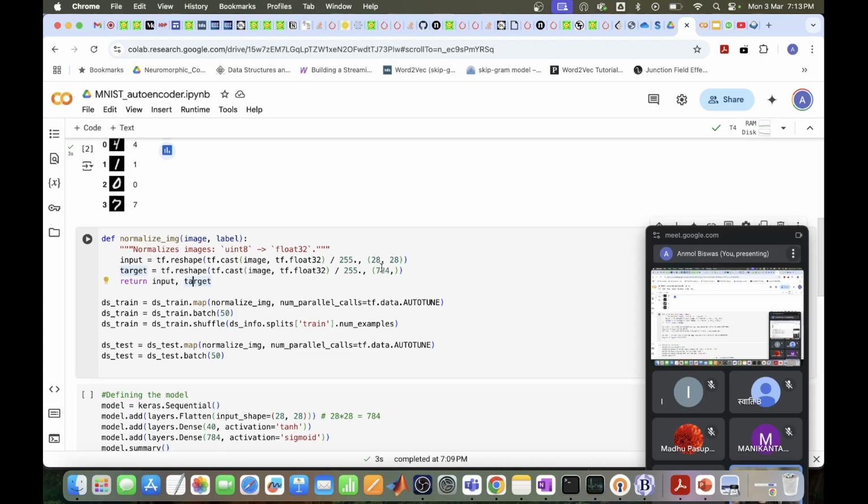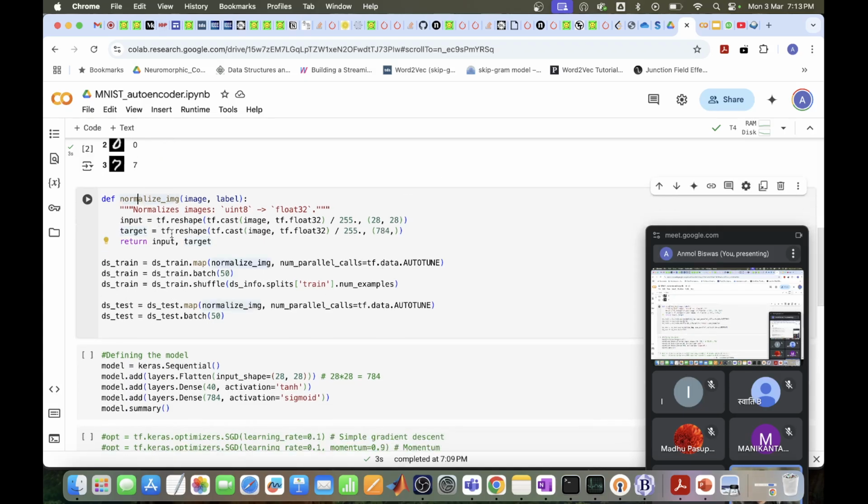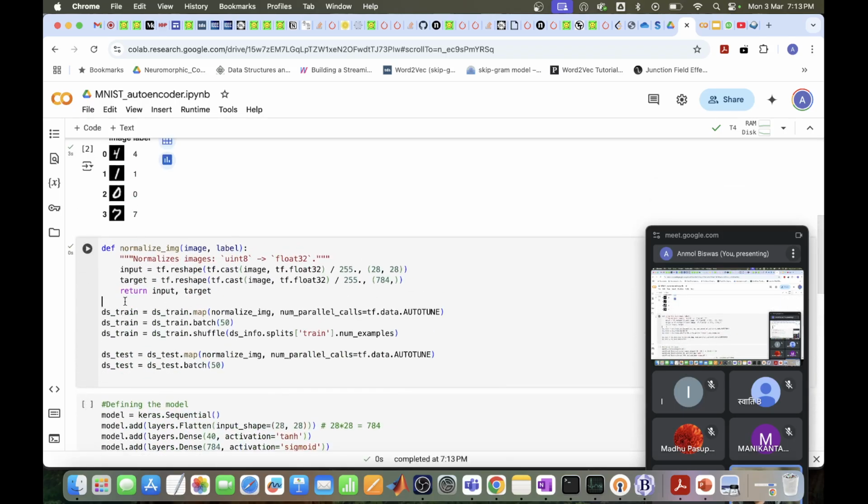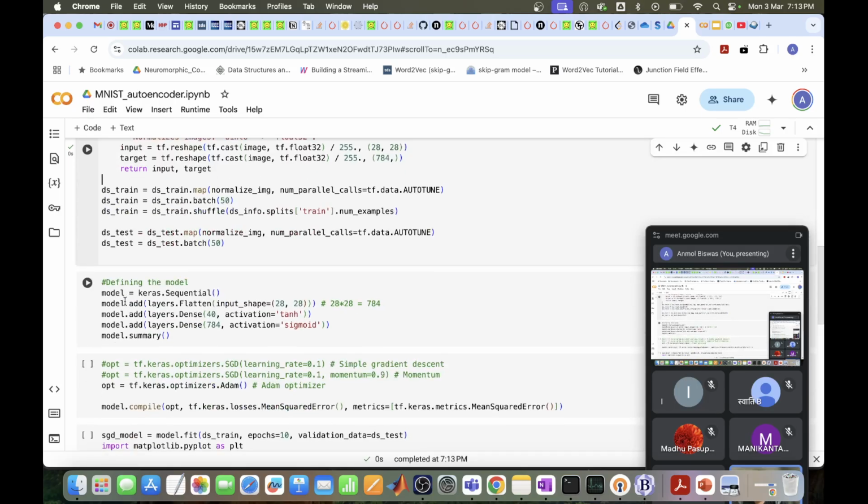That is also fine. So we then map the normalize image function on top of the train dataset, and we create these batches of 50 images each, and do the same mapping to the test dataset as well. We don't shuffle the test dataset because we don't need to shuffle it. So run it, it's done.